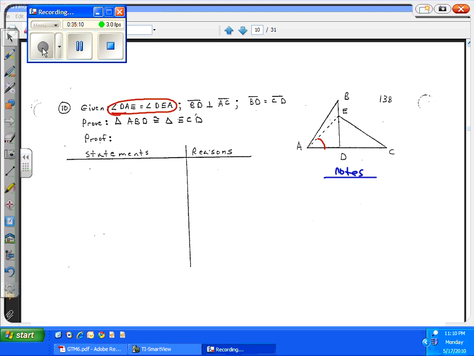So angle DAE is equal to angle DEA. So we're going to write that in our notes section because that's what we marked. Angle DAE is equal to angle DEA, given.